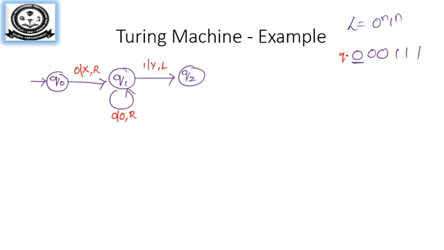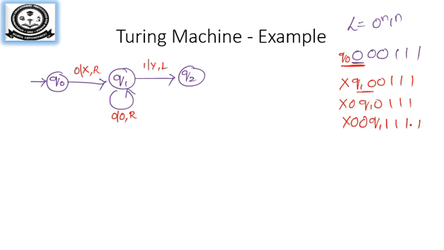Initially q0, and q0 with 0 will take care. It will write x, and q0 will move to the right side. So now you will have 0 0 1 1 1. Now this q0 will come to q1. Now q1 with 0, what is the direction? It has to be no change, only right side movement. So you will have 0 q1 0 1 1 1. Again q1 0 means 0 0 q1 1 1 1.